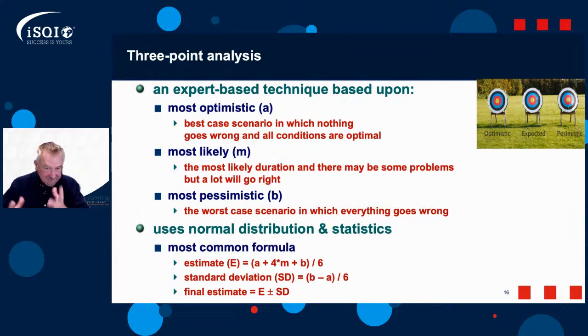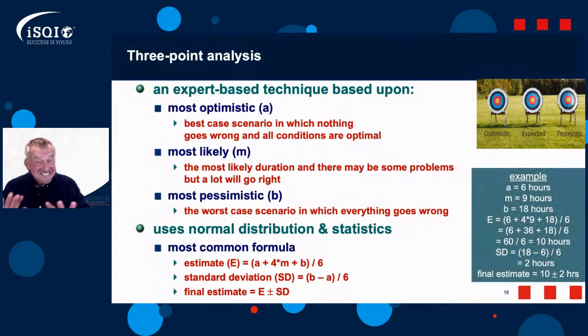And we have a formula, and the syllabus uses this as a common formula. You say your estimate is your optimistic plus 4 times realistic plus pessimistic, divided by 6. And then you can work out standard deviation. Standard deviation is your most pessimistic minus your optimistic, divided by 6. And then your final estimate is your estimate plus or minus your standard deviation. Okay, now I hope I'm not losing you here because this is statistics.